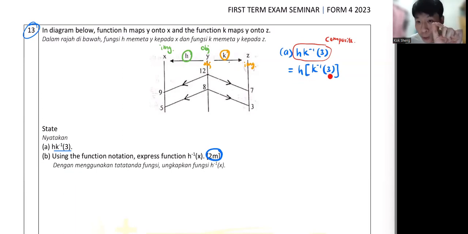And the 3 is still the object. But whose object? K⁻¹. It's the object for k⁻¹. So k we have, so we can look at k already to find the answer. Okay, so 3 is the object of k⁻¹. So look at the picture here, this one. This is k. K⁻¹ is the inverse, which means you have to reverse the object and image.